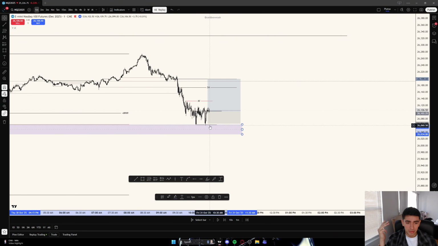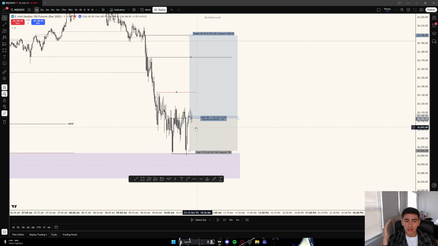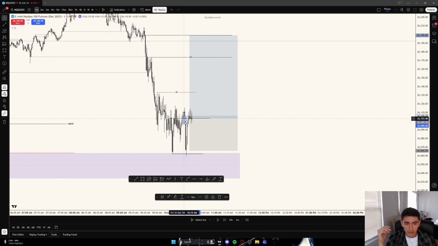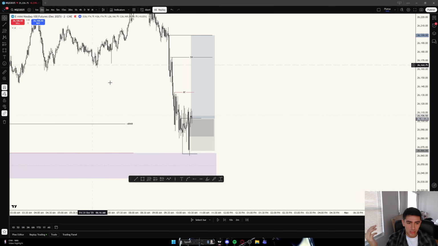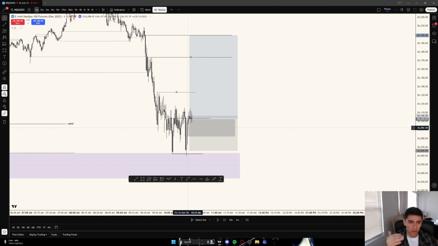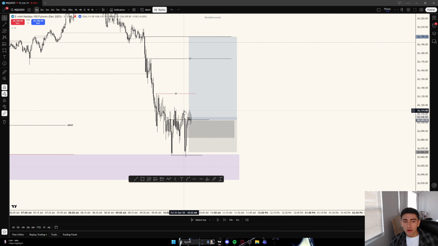And now we created the protected low. We got the highest time frame inversion right here, right? This is the highest time frame inversion. Boom. Highest time frame iFVG. There's no 2-minute, there's no 3-minute, there's nothing. The highest time frame is the 1-minute. So again, I'm not going to break even here.